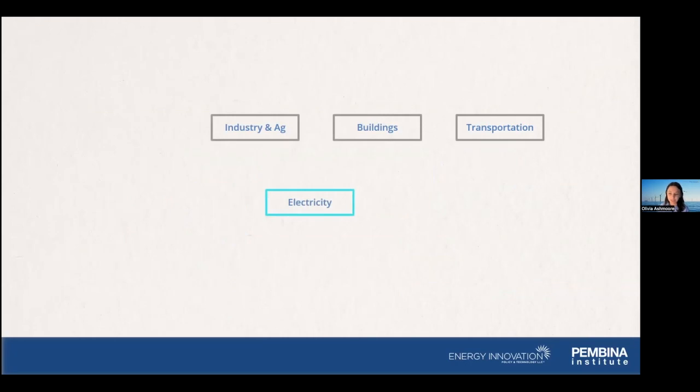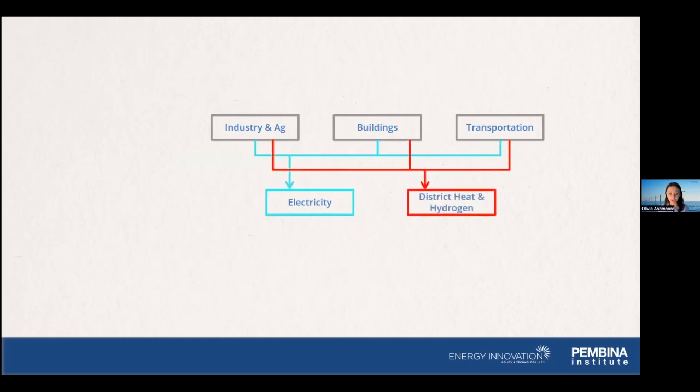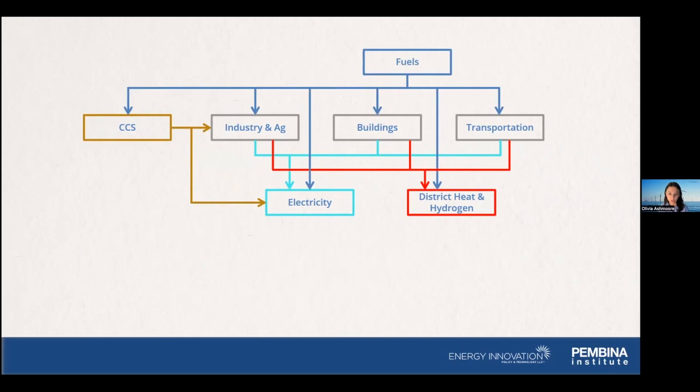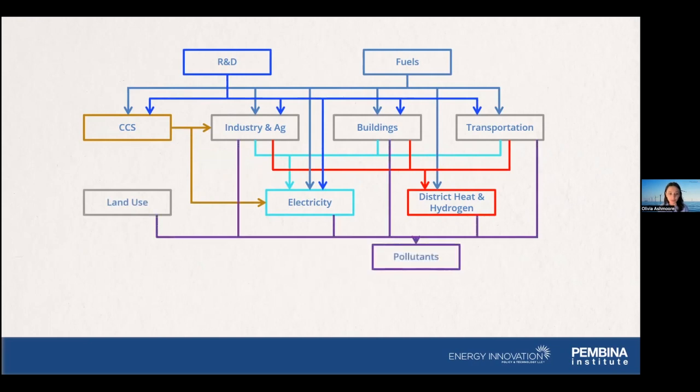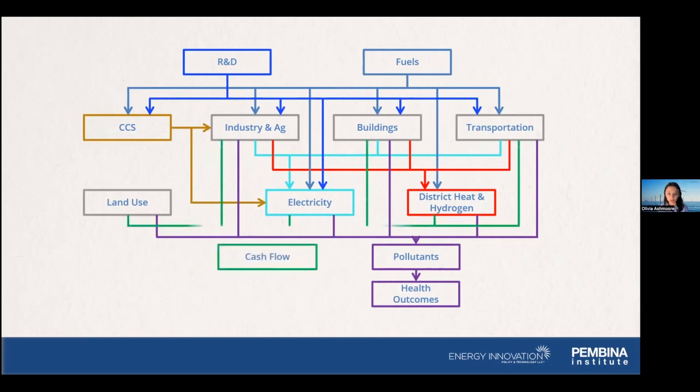The EPS model is economy-wide. It covers industry, buildings, and transportation, and all of those feed into the electricity and hydrogen demand sectors. We also have a CCS module to account for CCS. We have a fuels module, which tracks fuel consumption and costs, a research and development module, which tracks improvements in technology like batteries and electric vehicles. We have a land use module, which tracks total land use emission sinks. And all of those come together to produce outputs in terms of pollutants and cash flows.